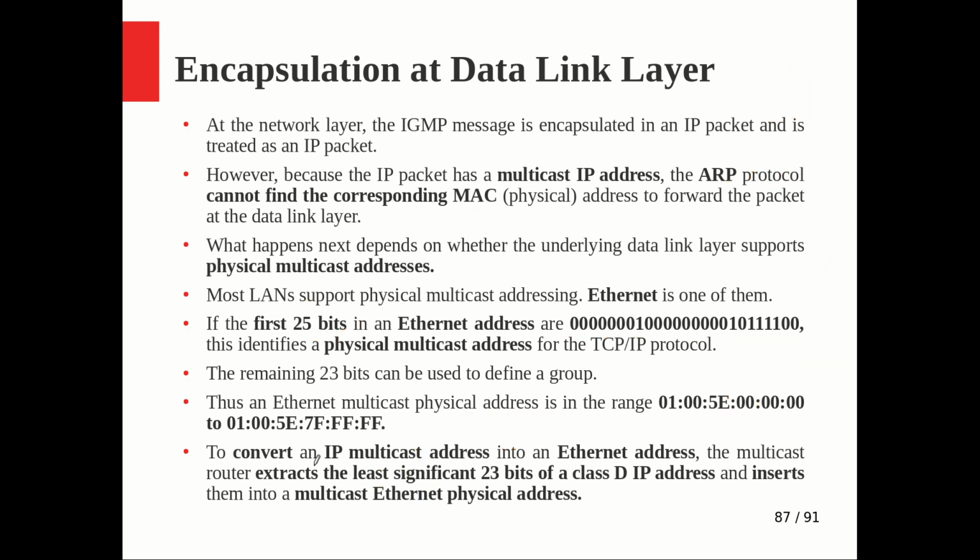Now, to convert an IP multicast address into an Ethernet address, the remaining least significant 23 bits of the class D address will be taken as they are and inserted into the 48-bit address, and that will make the physical multicast address.